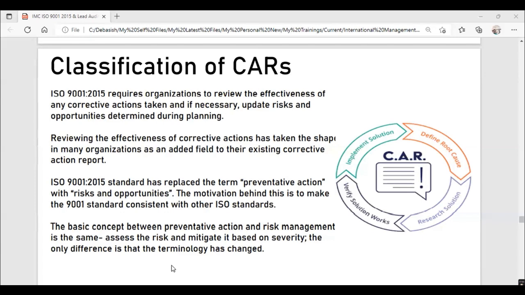The main objective of a CAR is to investigate a problem that occurred using root cause analysis and reach a resolution to prevent the defect from reoccurring.